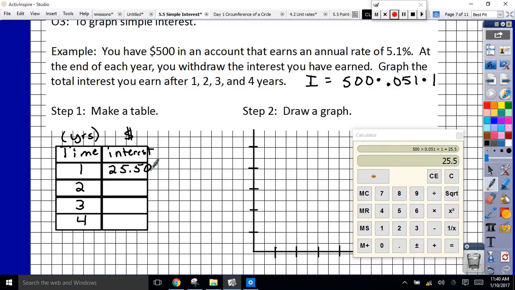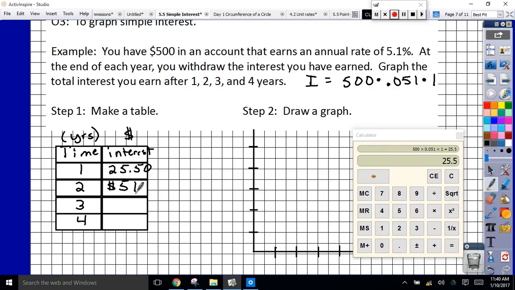It's gone. So the second year, am I going to earn the same amount of interest? Second year will be the same amount. So how much interest will I have earned total? If I earn $25.50 the first year and another $25.50 the next year, what's my interest up to? Michael? 51. 51. So at the end of the second year, I have earned $51 in interest.